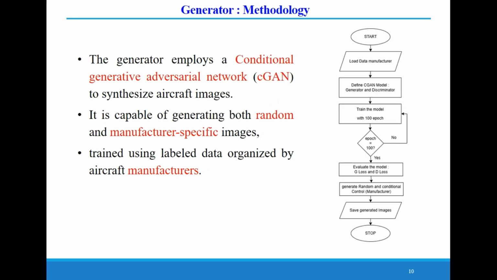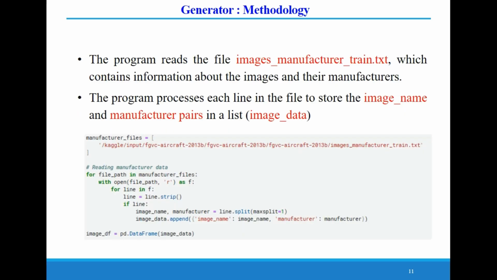The next is the generator. The generator employs a conditional generative adversarial network, or CGAN, to synthesize aircraft images. It is capable of generating both random and manufacturer-specific images, trained using labeled data organized by aircraft manufacturers.